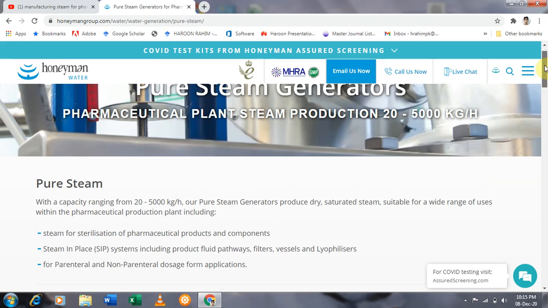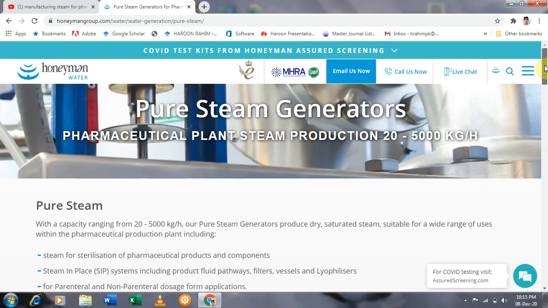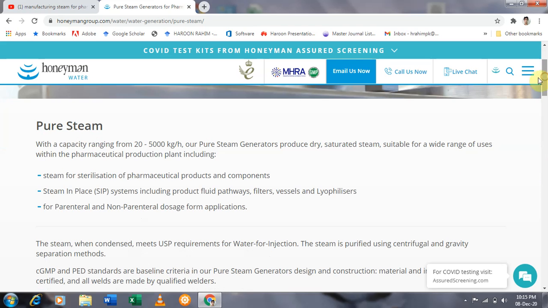You can see on the screen the pair of steam generators for the pharmaceutical plant system. The pharmaceutical plant steam production is 20 to 5,000 kg per hour. That is a pair of steam generators with a capacity ranging from 20 to 5,000 kg per hour. That is one of the pieces of equipment.